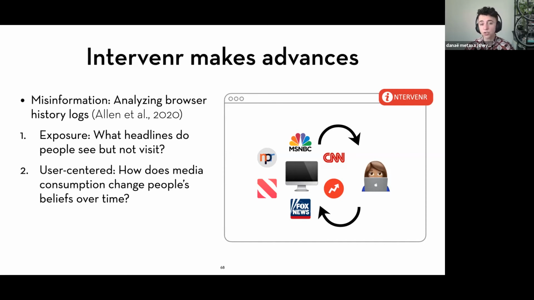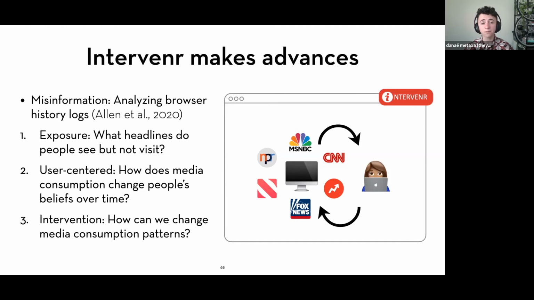Next, Intervenor is user-centered. So in addition to log data, we can deploy surveys or do interviews to understand how people's beliefs change over time in relation to the content they consume. Unlike history logs, Intervenor has built-in capabilities for this kind of additional data collection that can help us better understand the user's experience. And finally, interventions.